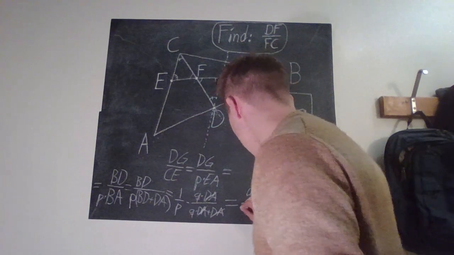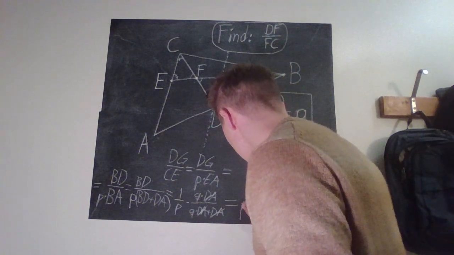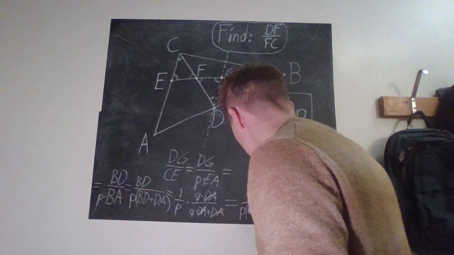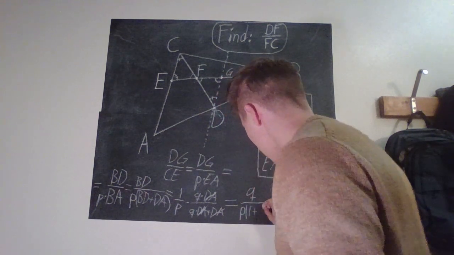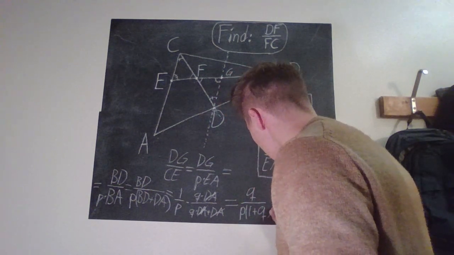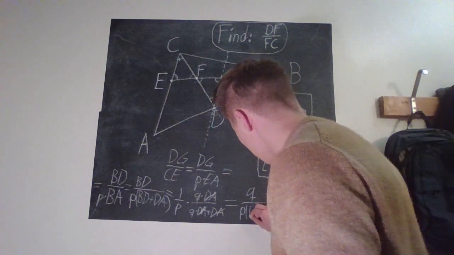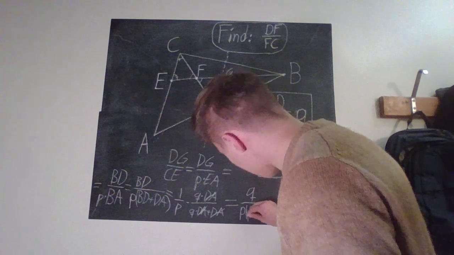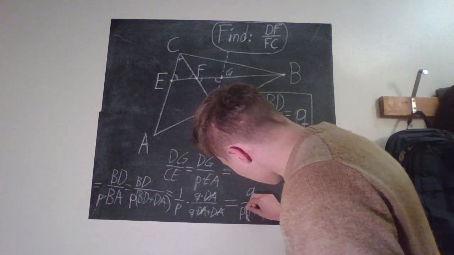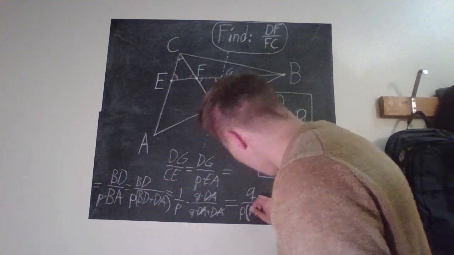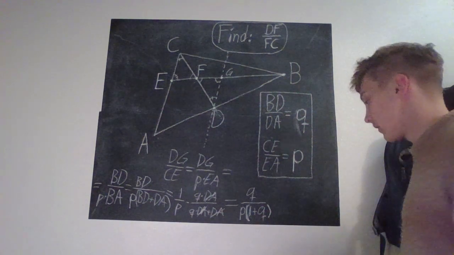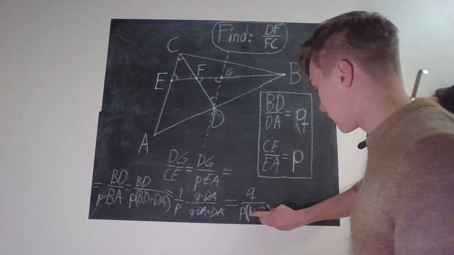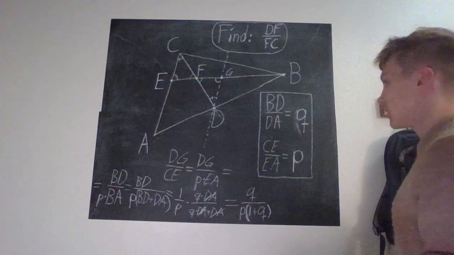over P times 1 plus Q. And now, that was a bad parenthesis. Here, parentheses, 1 plus Q. And that is our definitive answer.